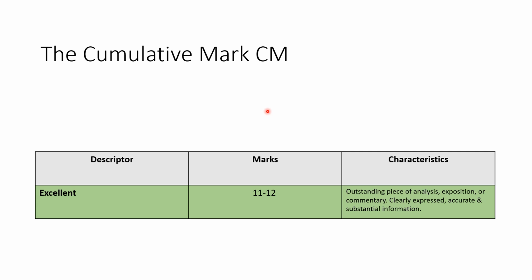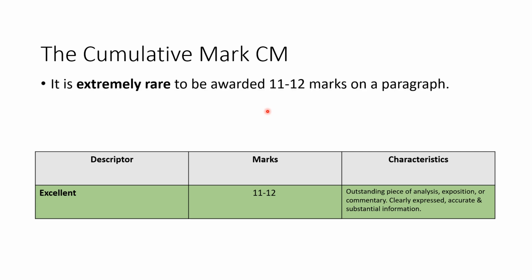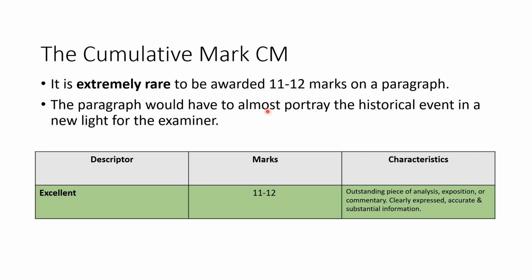As we can hopefully gauge by judging by the characteristics of an excellent paragraph, an outstanding piece of analysis, it's going to be extremely rare to be awarded 11 to 12 marks on a paragraph in a Leaving Cert History essay. I like to think about this situation as, in order for you to achieve an 11 to 12 or an excellent descriptor on each paragraph, you almost need to portray the historical event in a new light for the examiner. That's extremely difficult to do. Examiners are very experienced historians. They've seen and studied these events over the course of years and decades, and it's very hard to portray that event in a new light for the examiner.